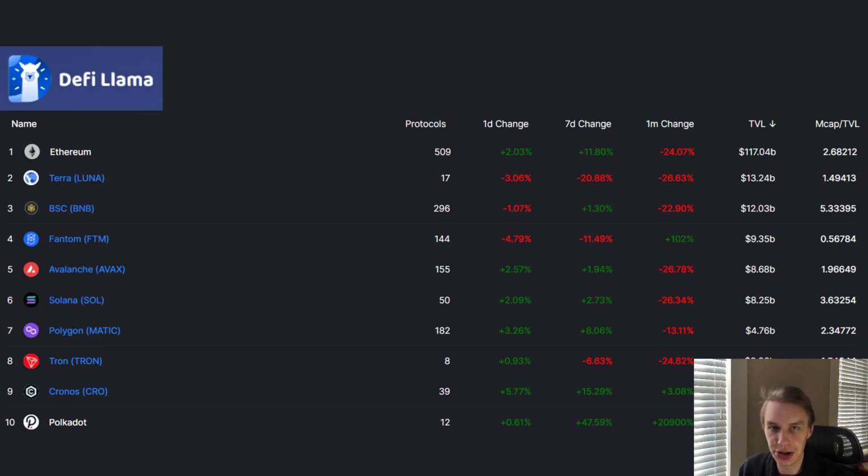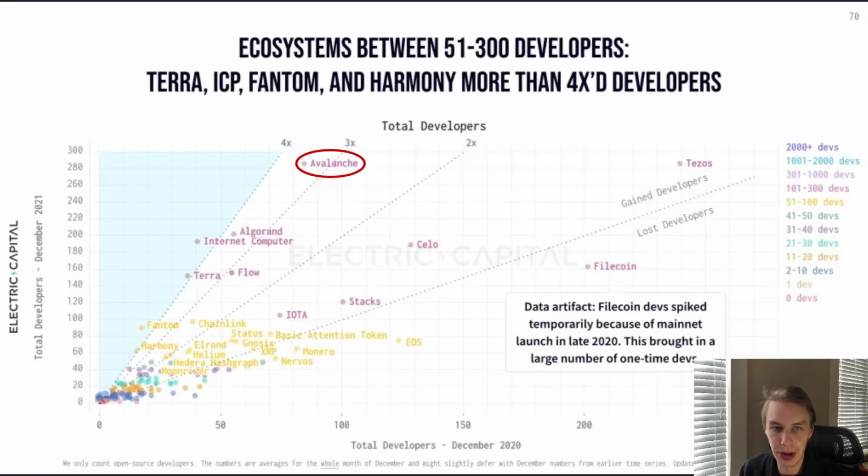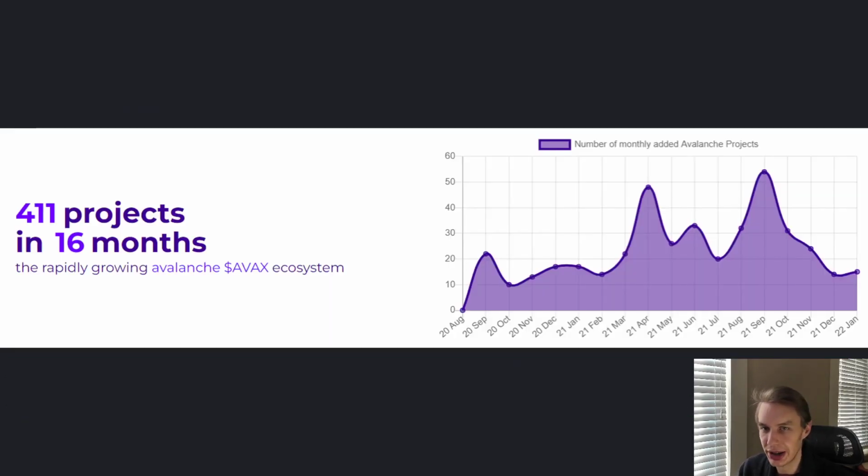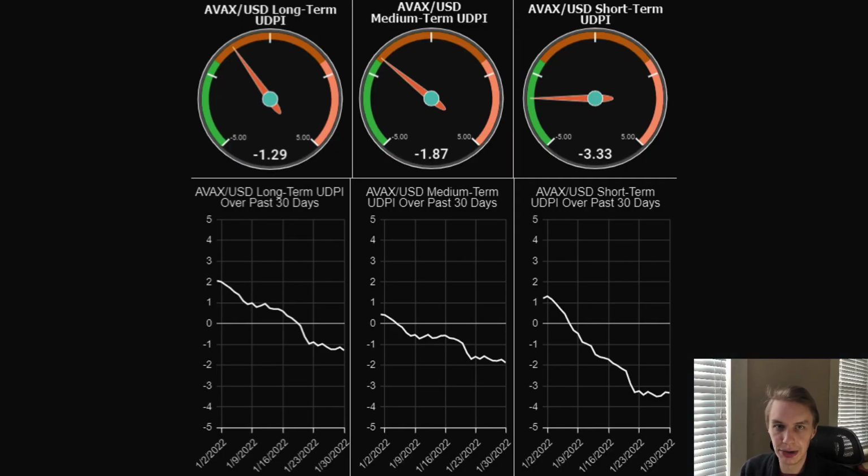I think Avalanche is doing just fine from these different metrics right now. All I'm saying is I'd like to see that continue, right? I think it's doing great so far, and I'd like to see that go on. That's just my perspective.